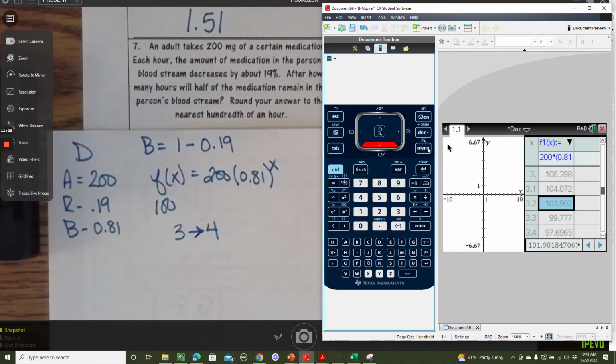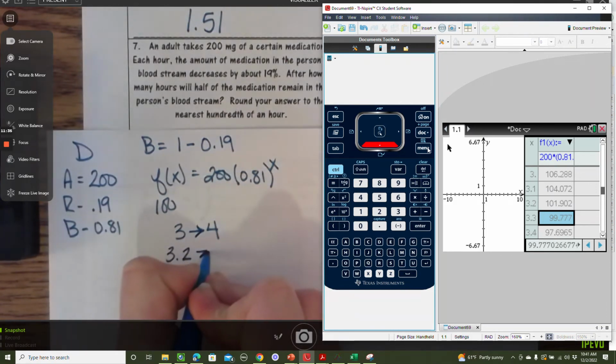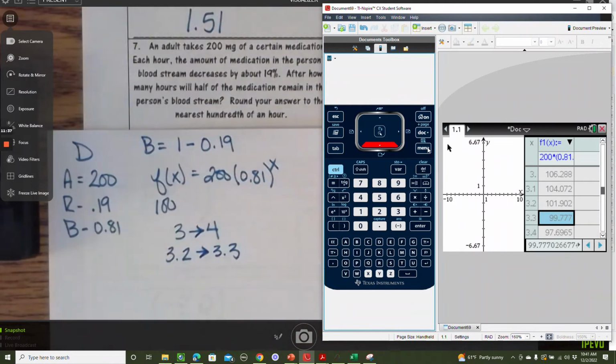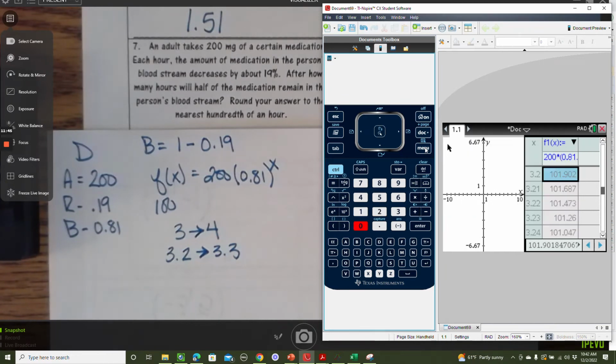All right. So again, we're looking for 100. So 3.2 to 3.3. It's going to be somewhere in there. So Menu 2, 5. We're going to start at 3.2. And this time a step of 0.01. Could you automatically start with that? You could. You're just going to have to look through a lot more numbers. Going a little jump at a time makes it where you don't have to scroll as much. But yes, you can absolutely.